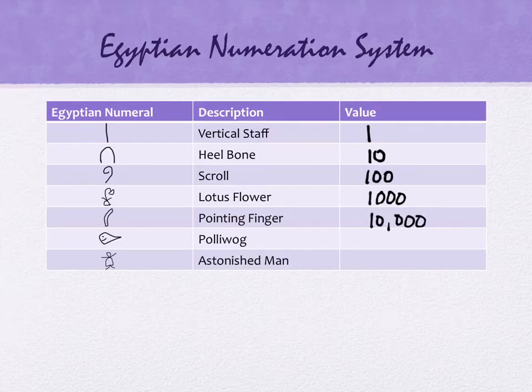The next one, sometimes it's called a tadpole. Sometimes it's called a burbo fish, or our book calls it a pollywog. I don't really know why they keep changing what they're called. There's probably not a direct translation into English. But it kind of looks like a little tadpole or a little fish, and it's worth 100,000. And I really think that the astonished man is truly astonished because he's worth $1 million.